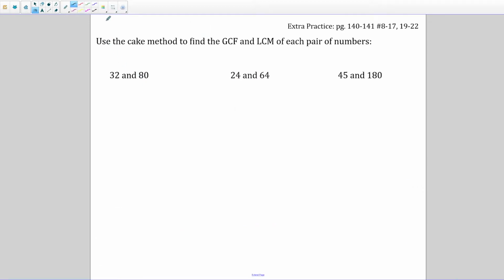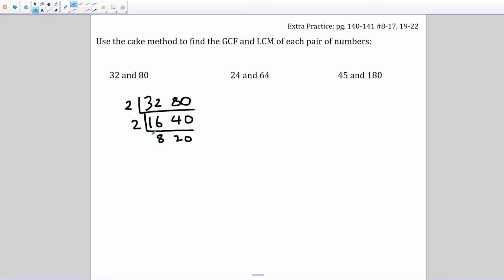Let's work on an example together here. Starting off with 32 and 80, I'm going to go ahead and divide them both by 2. So 32 divided by 2 gives me 16, and 80 divided by 2 gives me 40. I'm going to move on to my next layer, and I can divide both by 2. 16 divided by 2 gives me 8, and 40 divided by 2 gives me 20.